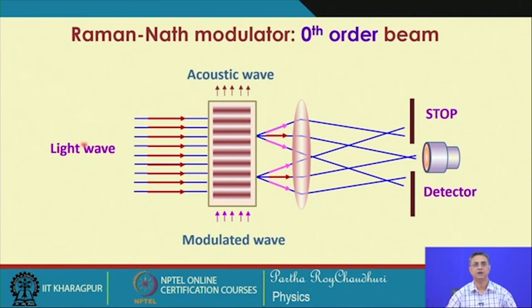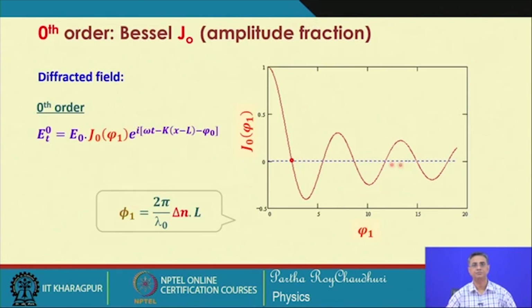So, this is how the light wave is incident. It passes through this modulator. You have a lens which will collect the beams at various orders. Here you will get the 0th order, in front of which there will be a detector. Now, look at this, for the 0th order diffracted beam, you have this zero of the Bessel function, which corresponds to 2.4048, 2.405 at this point. So, this is the dynamic range for modulation.